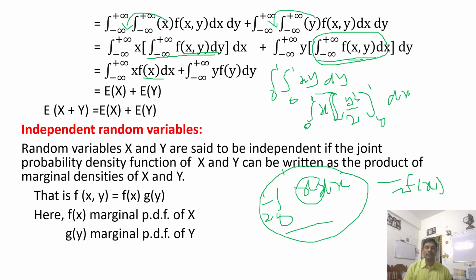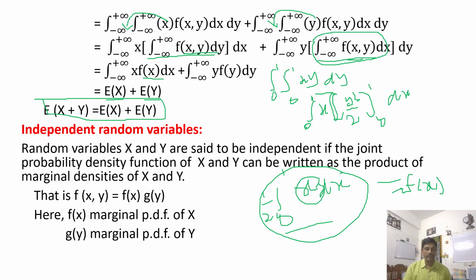Clear? Now if you observe, minus infinity to infinity x into f of x into dx, by the definition of expectation, we can write it as E of x. And minus infinity to infinity y into f of y, by the definition of expectation, we can write it as E of y. So E of x plus y is equal to E of x plus E of y. Is it clear, all of you? So this is the addition theorem on expectation. It is very, very important, right?